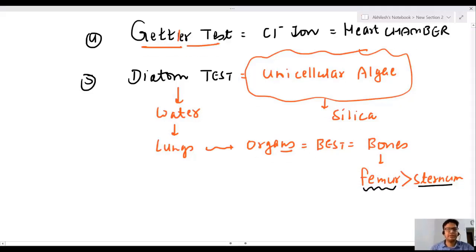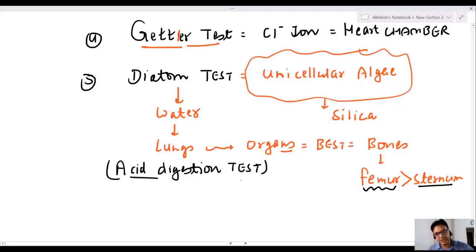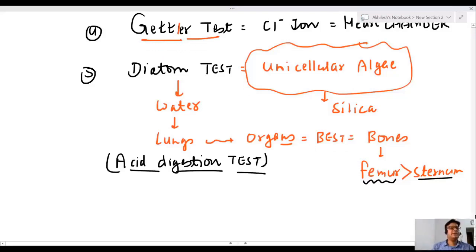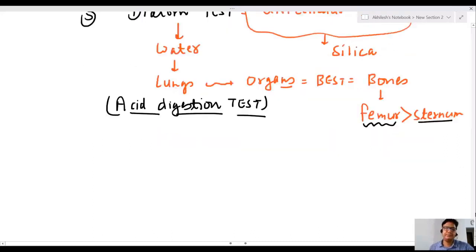Second is the sternum. And for diatoms, we do the acid digestion test. In acid, bone is digested, but diatoms are not. That is known as the acid digestion test. This is also a very important finding of antemortem drowning. Number 6, Sveshnikov sign.